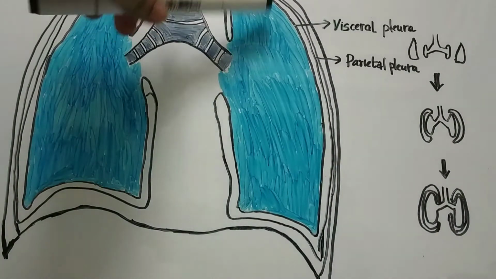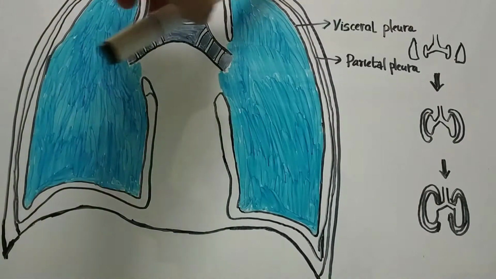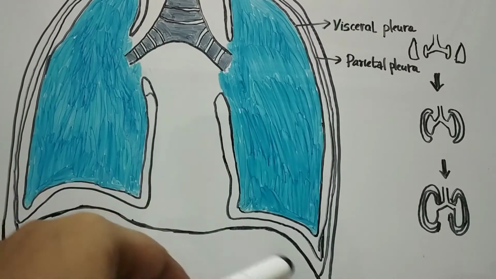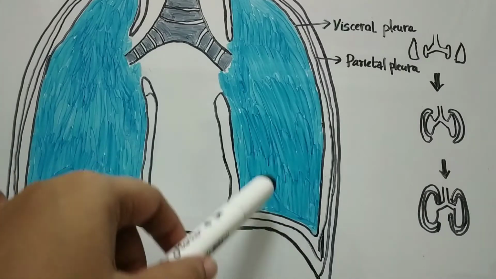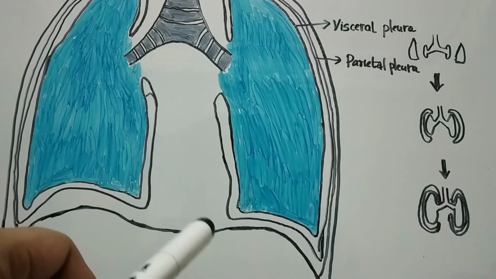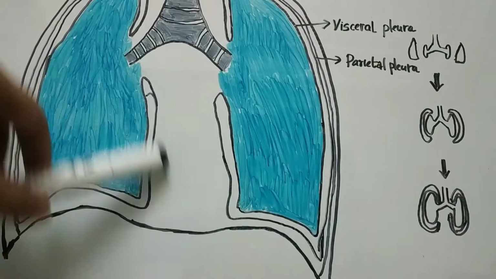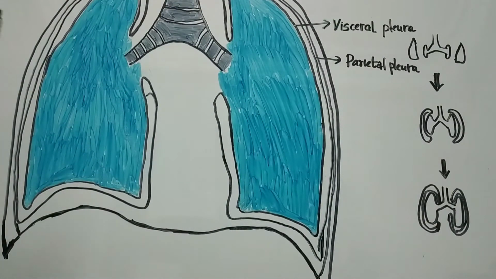Now we will discuss the boundaries of the pleura. Superiorly, there is the root of the neck. Inferiorly, the boundary of both pleurae is the thoracic surface of the diaphragm. Here you can see the diaphragm. Medially, there is the mediastinal space, that is the space between the two lungs. And anteriorly, laterally and posteriorly, you can see the costal cartilage, intercostal muscles, etc. So these are the boundaries of the pleura.